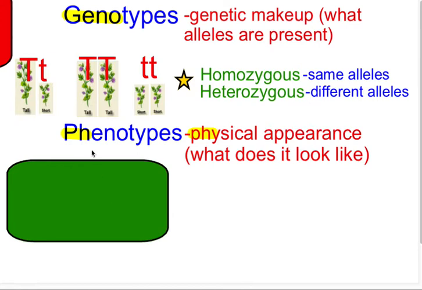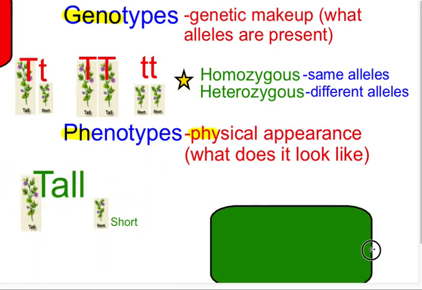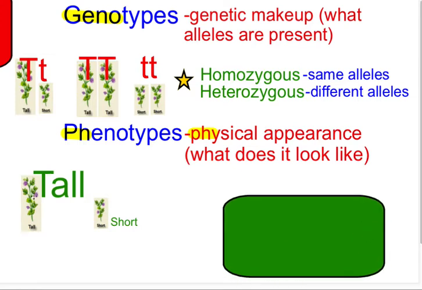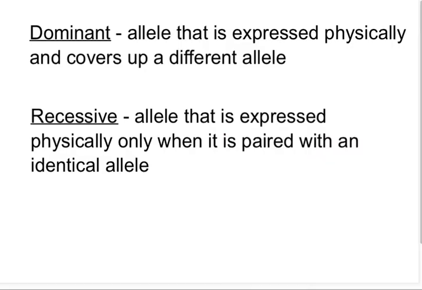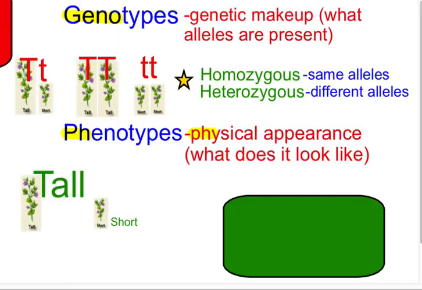Okay, now let's look a little more at phenotype. So in this case of the pea plants, we've got tall and short, right? That's the physical appearance. We could have a tall plant or we could have a short plant. That's what we're going with. But one of them is dominant and the other is recessive. Dominant is the allele that is expressed physically that covers up a different allele. That sounds really complicated, but let's look at this right here.